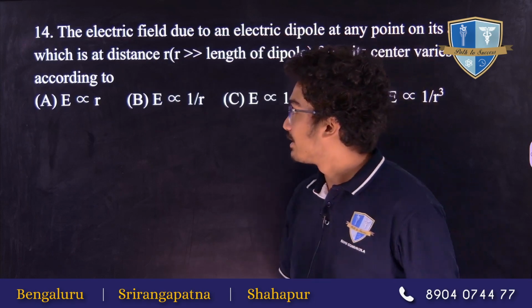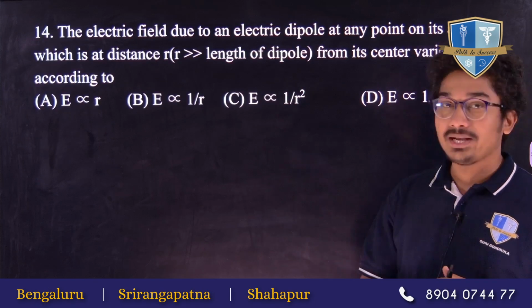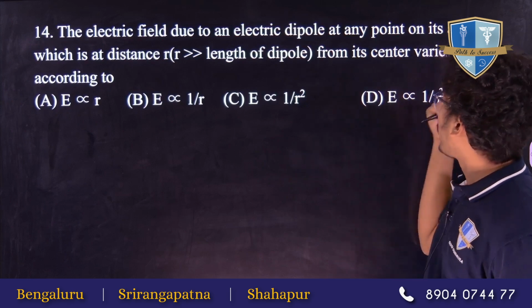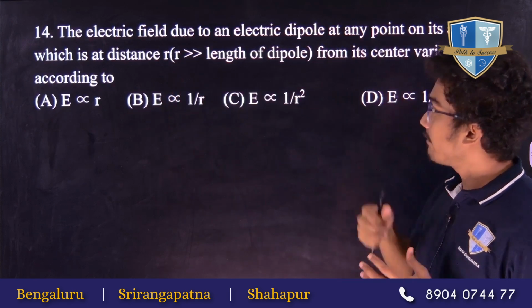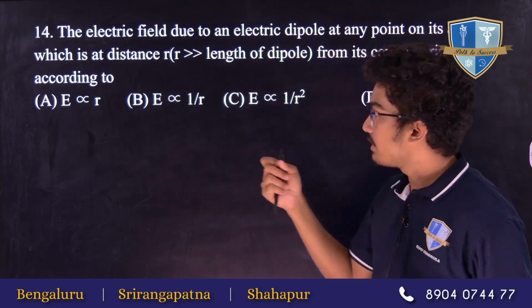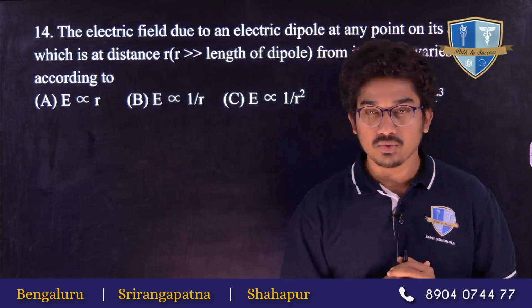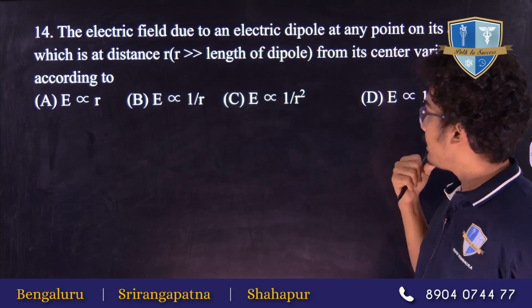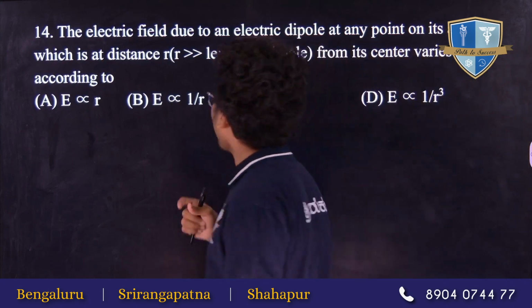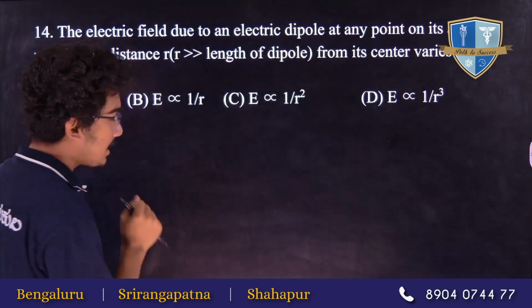So today's question is: the electric field due to an electric dipole at any point on its axis, at a distance r from its center, varies according to which option? Our options are: E directly proportional to r, E inversely proportional to r, E inversely proportional to r square, and E inversely proportional to r cube. And r is given greater than the length of the dipole.